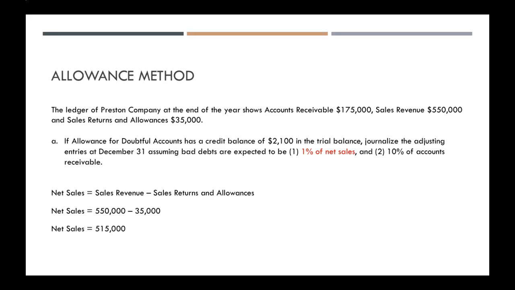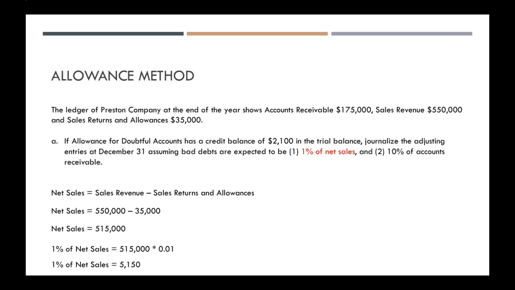So that's step one. Now we can figure out what 1% of that is. So we take the $515,000, we multiply it by 1%, or 0.01, and 1% of our net sales is $5,150.